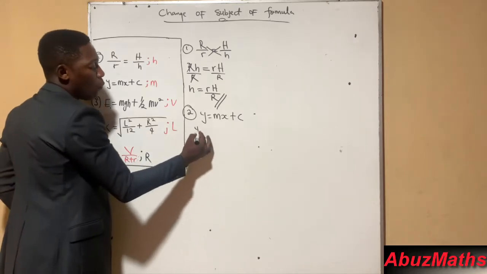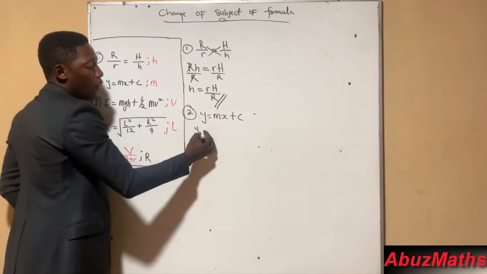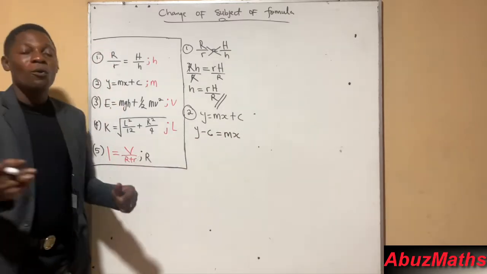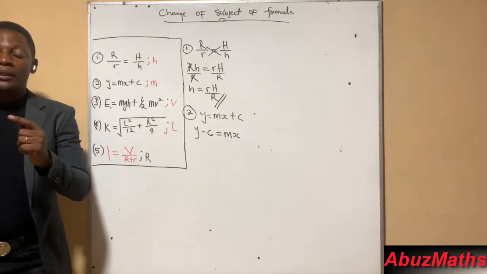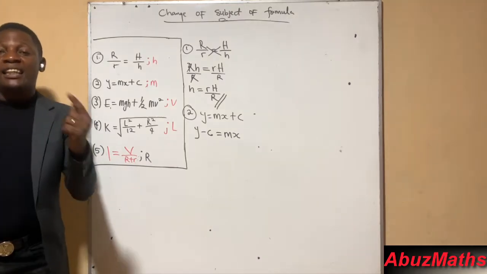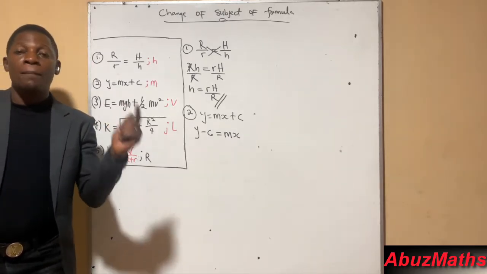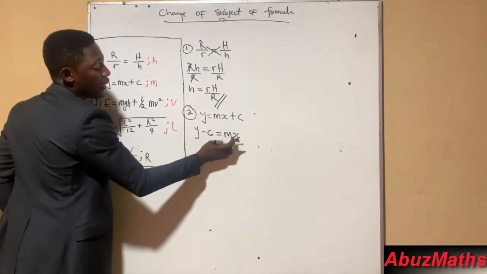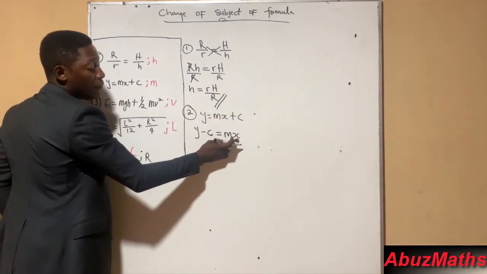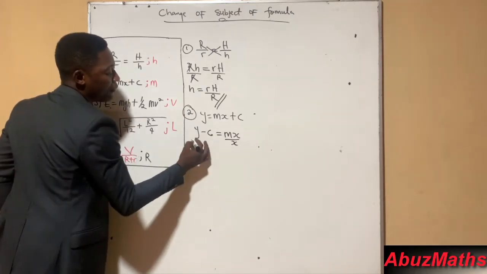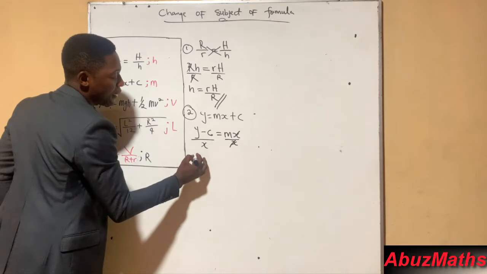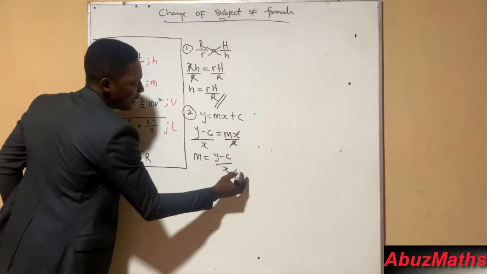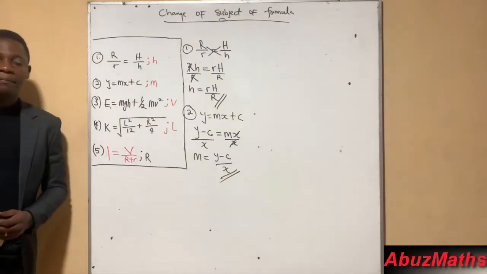If I do that, I will have y minus c is equal to mx. Remember, I told you when the signs, plus and minus, cross the equal sign, they interchange. That means when plus crosses, it becomes minus, and when minus crosses, it becomes plus. Now it becomes easy. m is the coefficient of x, and it is multiplying. So I divide by m, m cancels m, and x will be equal to y minus c over m. Very, very easy.